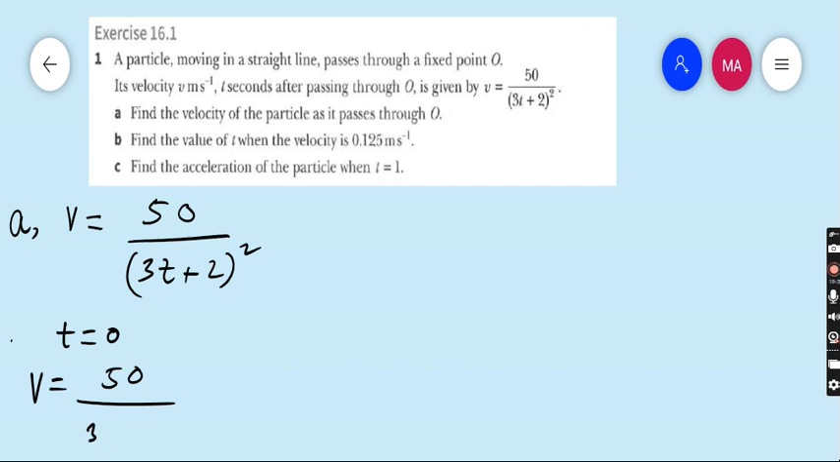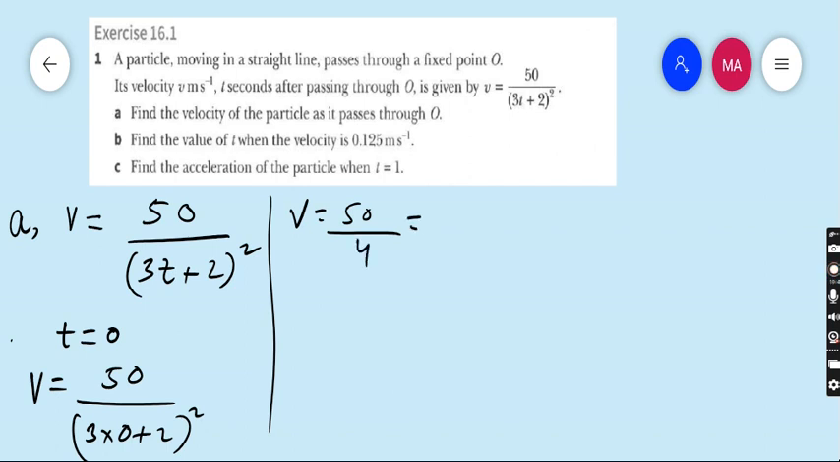50 upon (3 into 0 plus 2) whole square. 3 into 0 is 0. 2 square is 4. 50 upon 4 is 12.5. So 12.5 meters per second. This is the answer of part A.